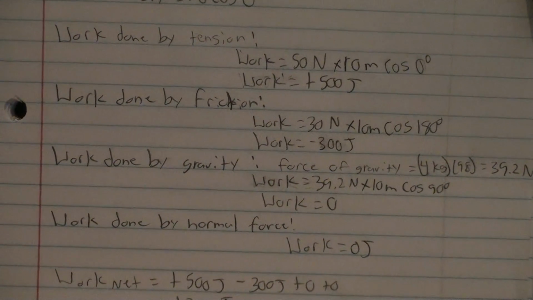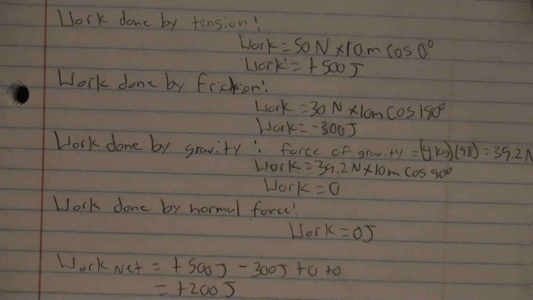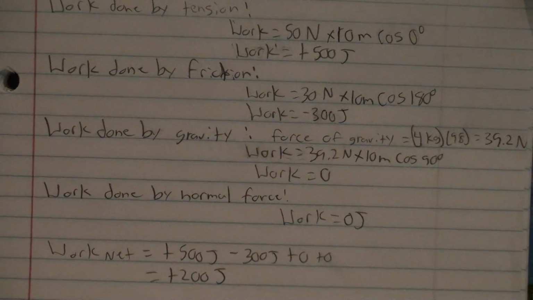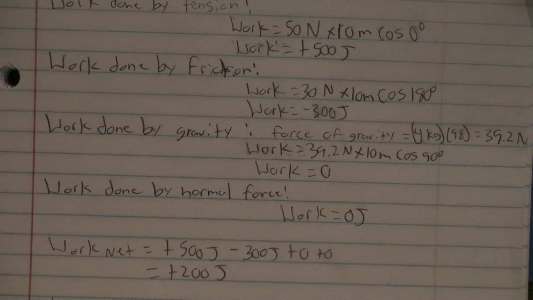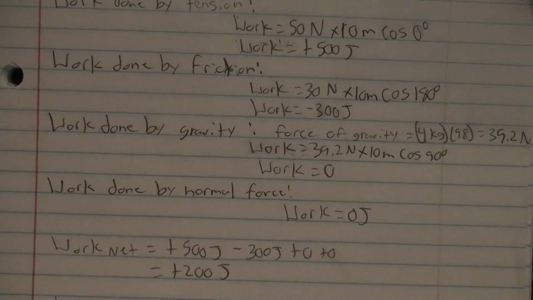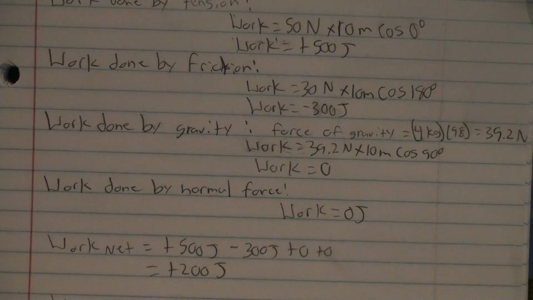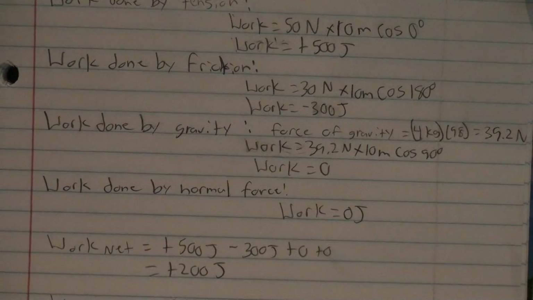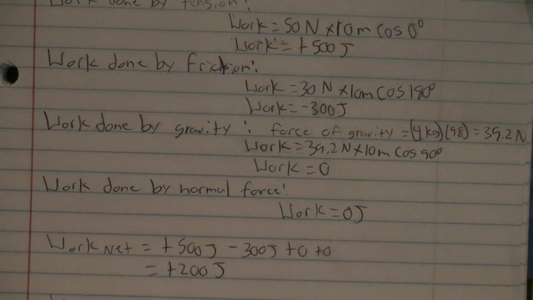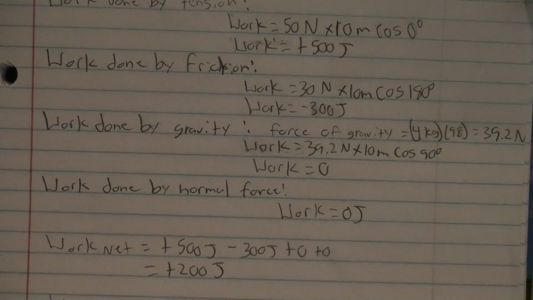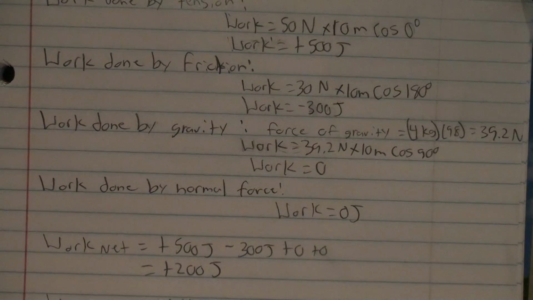Now let's figure out the work done by the gravitational force. The force of gravity is mg, so the force of gravity is 4 kilograms times 9.8 meters per second squared, which is 39.2 newtons. The displacement is going to be again 10 meters, but the angle between the gravitational force and the direction of the displacement is going to be 90 degrees in this case. And since cosine of 90 is 0, the gravitational force does no work on the trash can.